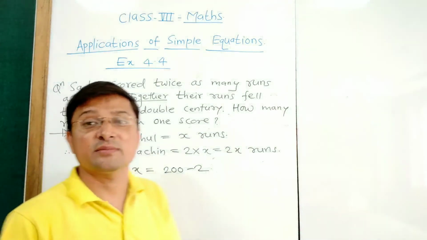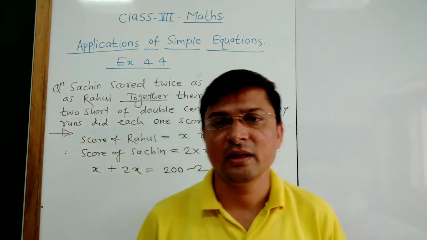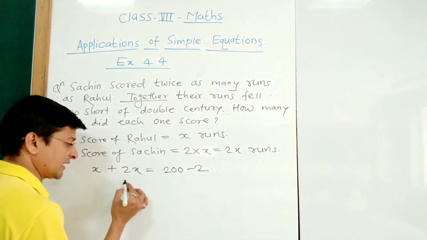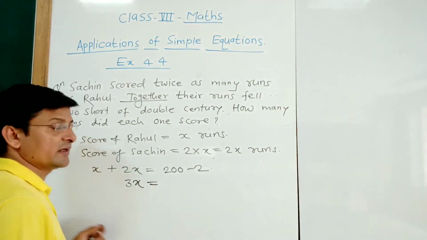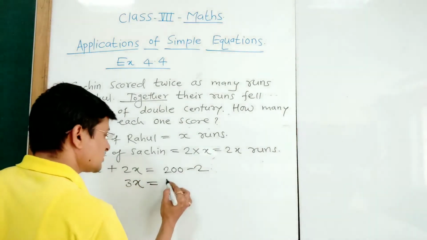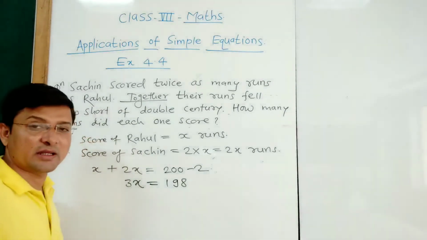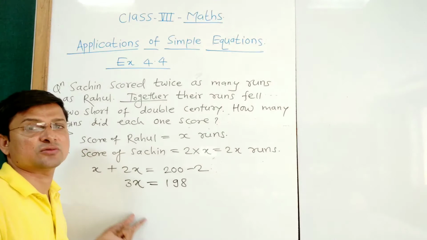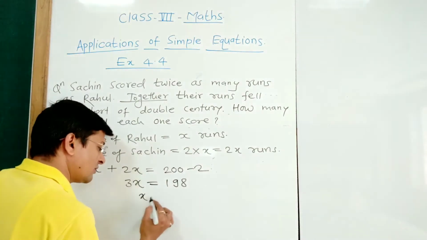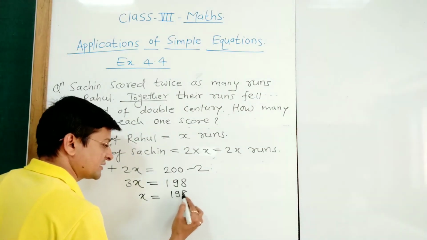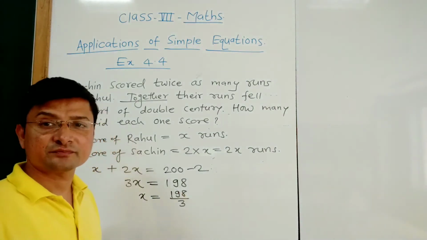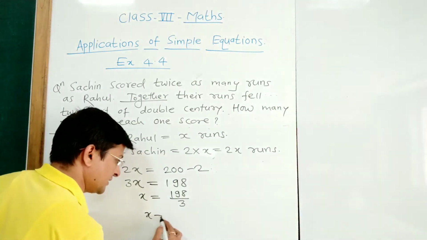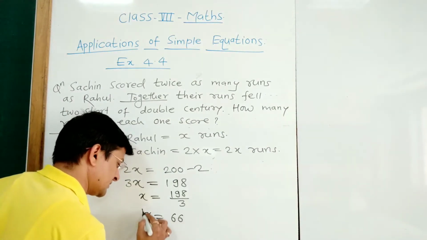Okay, so here we set up the equation for the given word problem. Now we have to solve this equation. X plus 2x, that means here we get 3x, is equal to 200 minus 2, that means 198. Now to find the value of x, we shift this 3 from left side to the right side. 3 is multiplied on left side, it is divided on right side. So 198 upon 3, and if 198 is divided by 3, then we get here x is equal to 66.